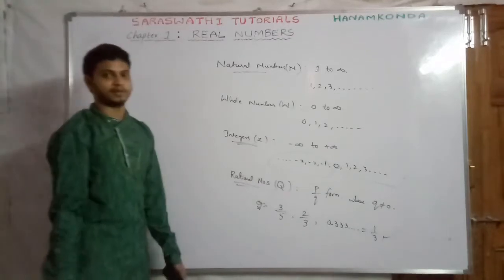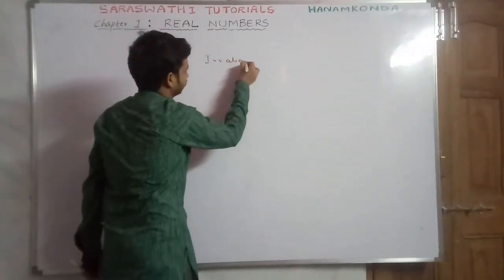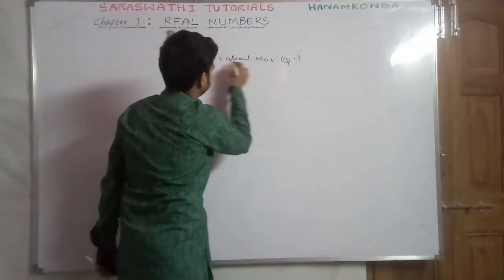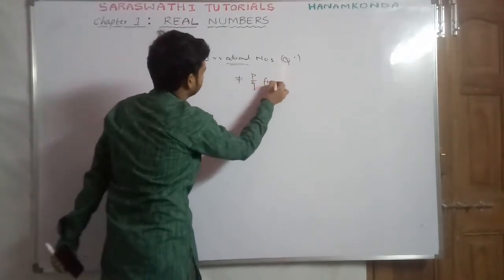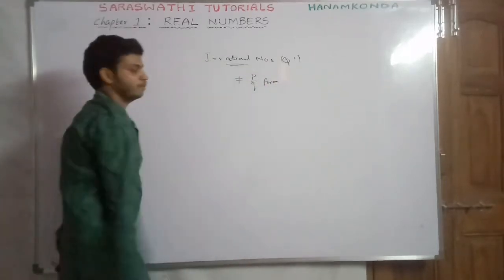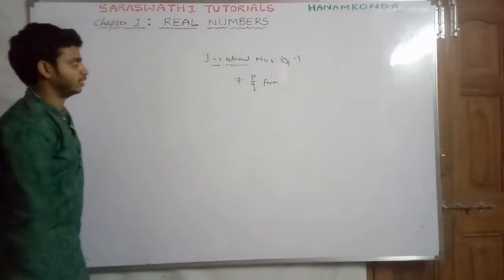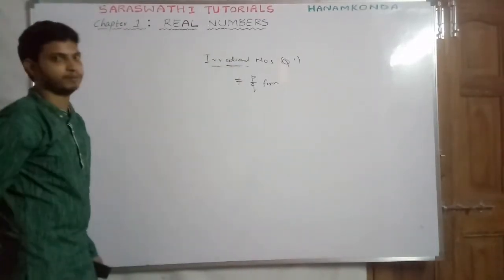So next, irrational numbers. Irrational numbers are denoted by Q dash. The numbers which are not in the form of p by q are said to be the irrational numbers. That means they cannot be expressed as a fraction. Irrational means it is not rational. Here the decimal expansion goes on forever without repeating.